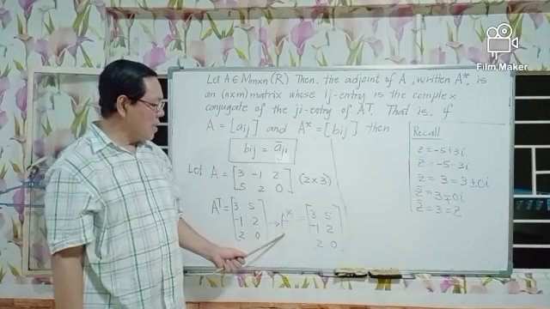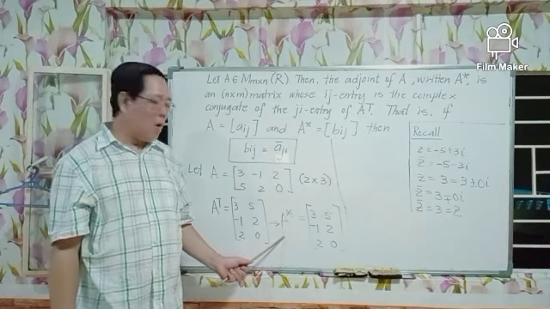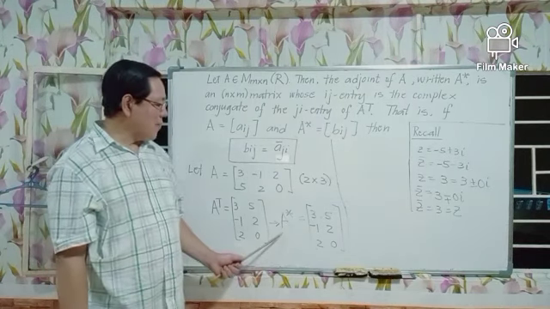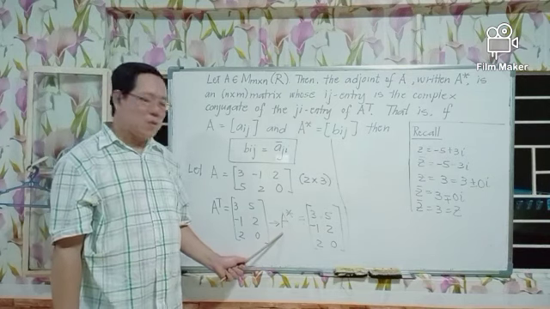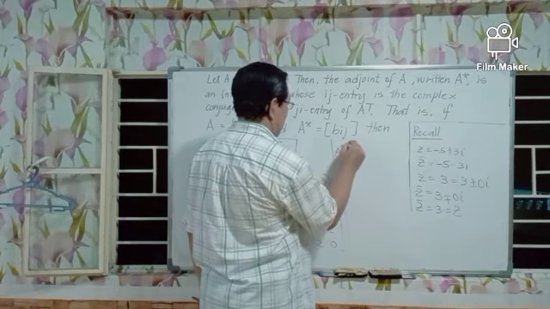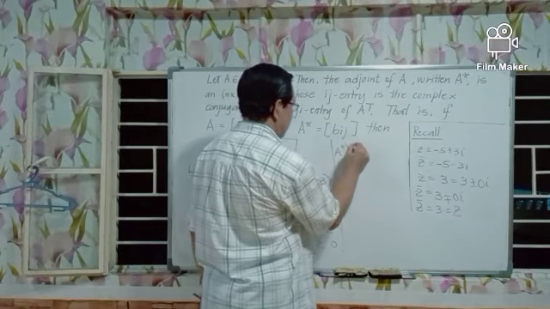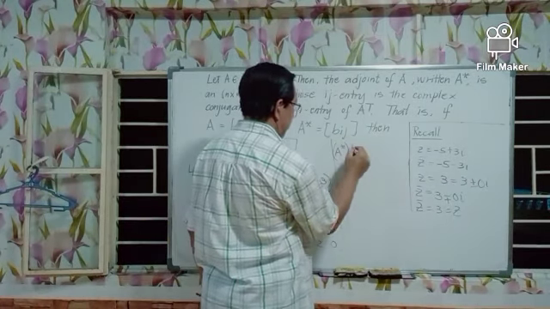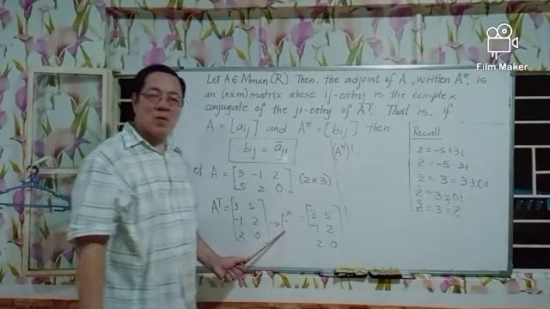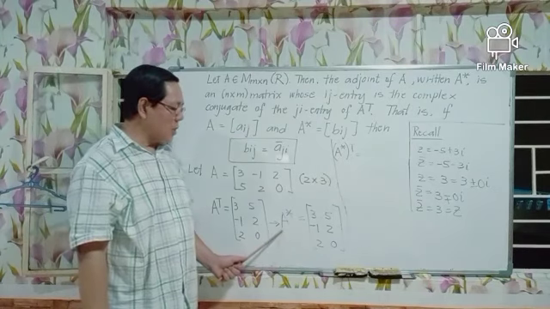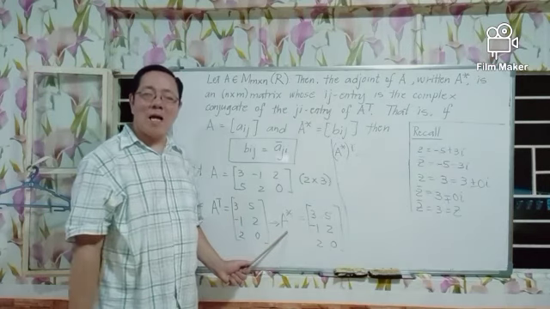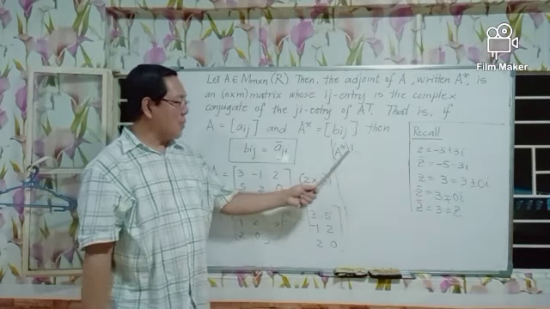Now suppose we get again the adjoint of A star, the adjoint of A. And the first step is to get the transpose of A star. The transpose of A star, or the transpose of the adjoint of A, is obtained by writing the rows of A star as columns of the transpose of A star.